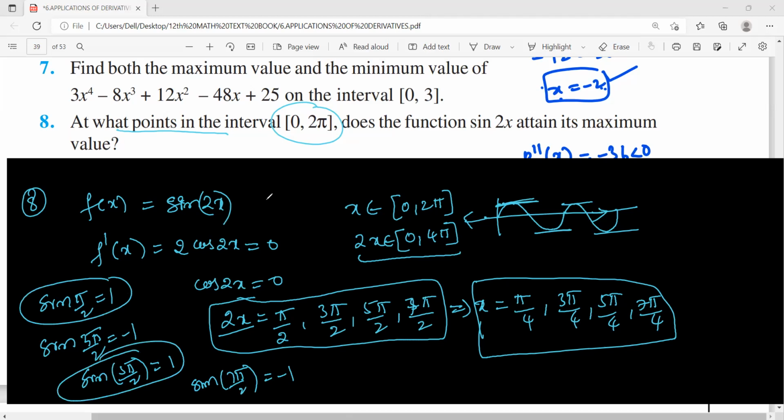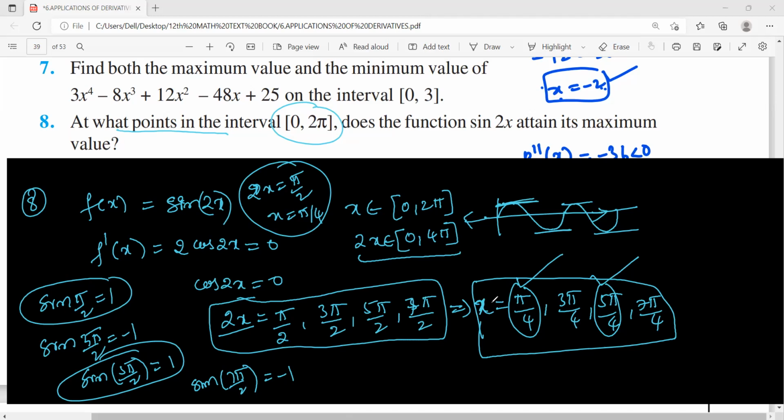So what should you do now? X equal to pi by 4, x equal to 5 pi by 4. Because 2x equal to pi by 2, x is pi by 4. This is 1 point. So, what are the points? Pi by 4 and 5 pi by 4. Because at what points means what x value you need to find. We put 2x directly, then when we get x, it is pi by 4 and 5 pi by 4. Is it clear to everybody? Yes, sir.